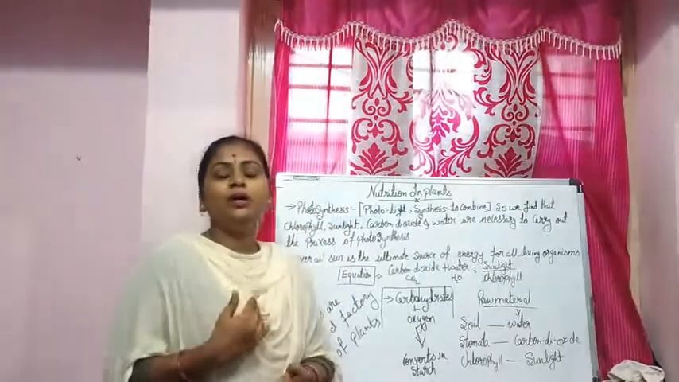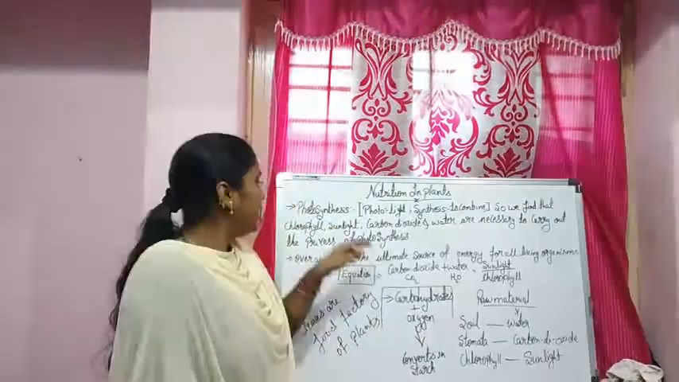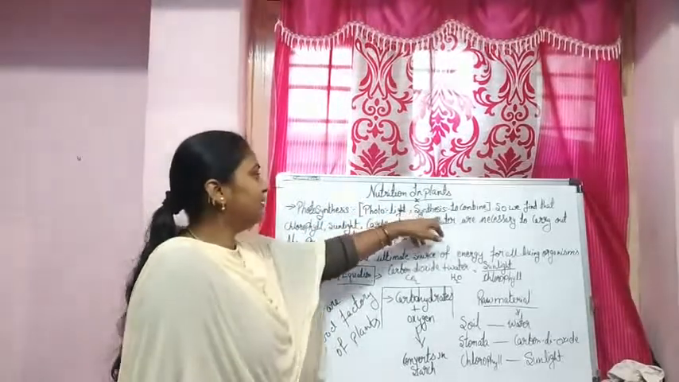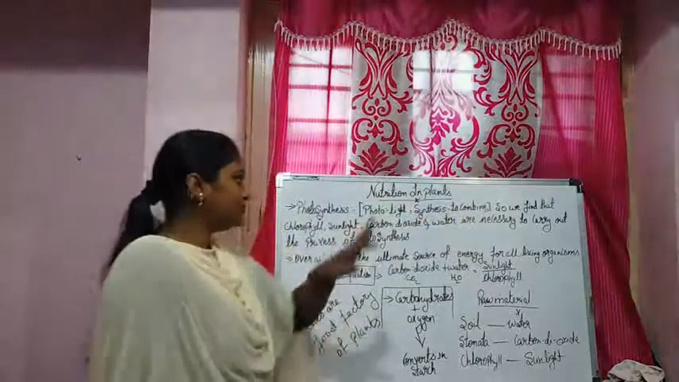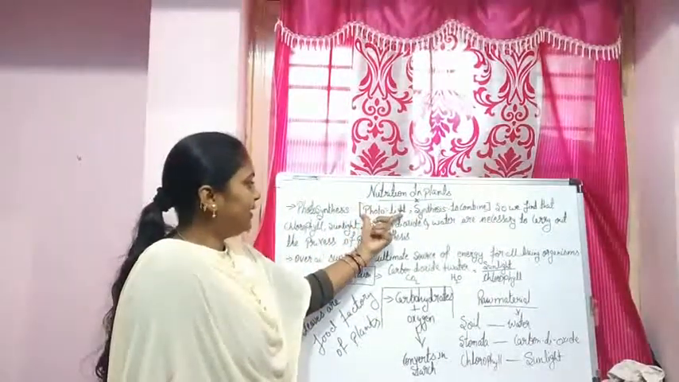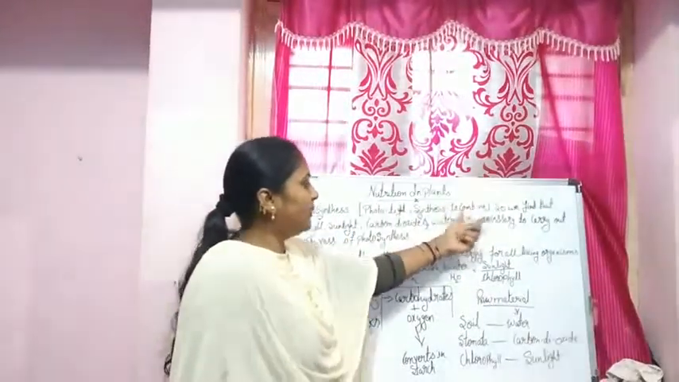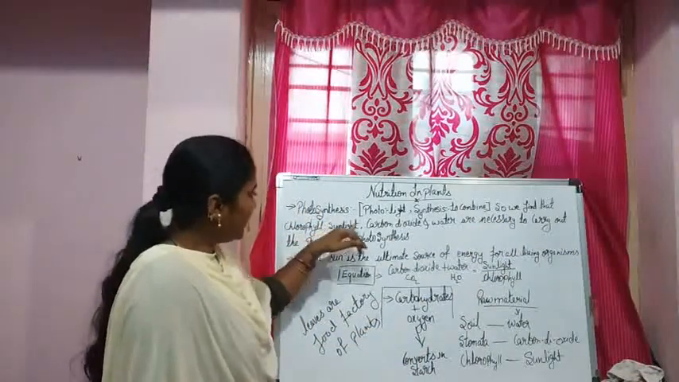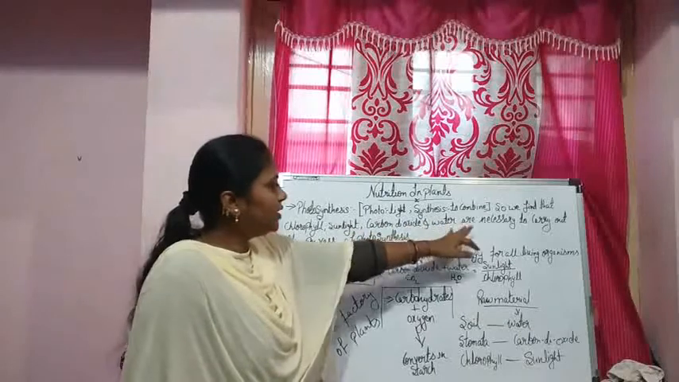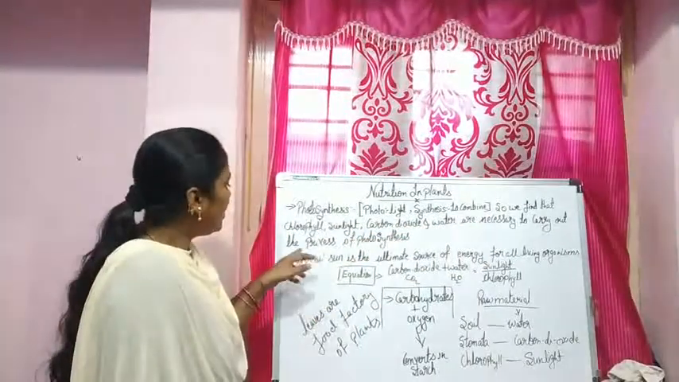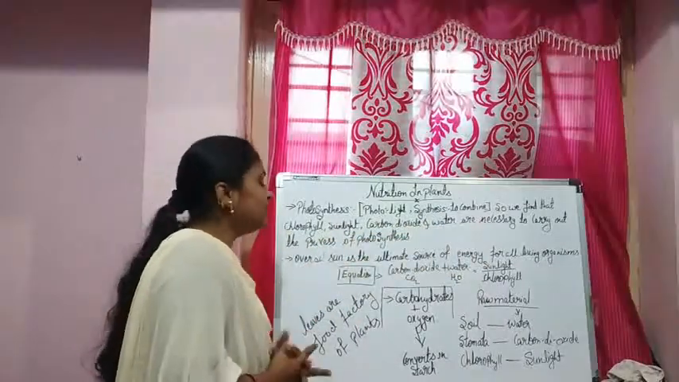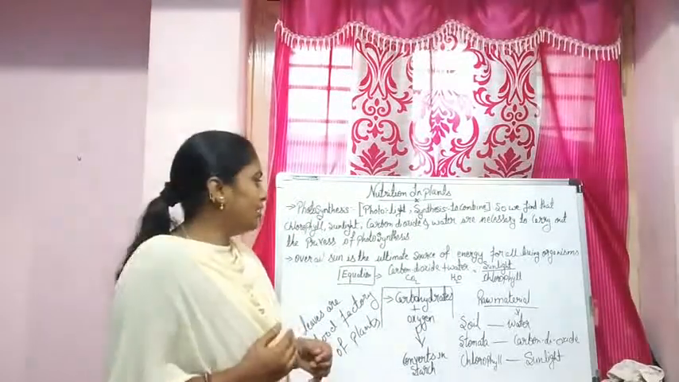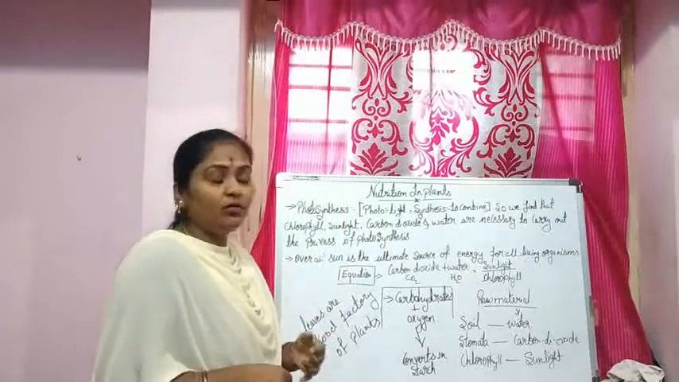What do you mean by photosynthesis? Photosynthesis means photo is light, synthesis is to combine. So we find that chlorophyll, sunlight, carbon dioxide and water are necessary to carry out the process of photosynthesis. So in photosynthesis, these are the main things necessary.